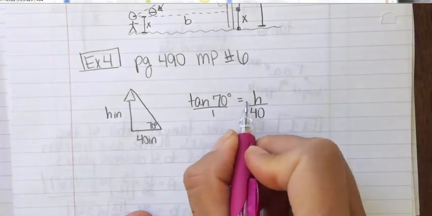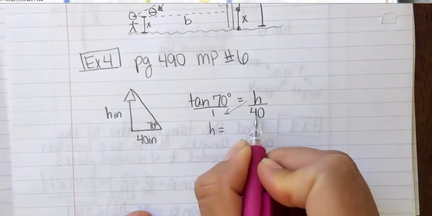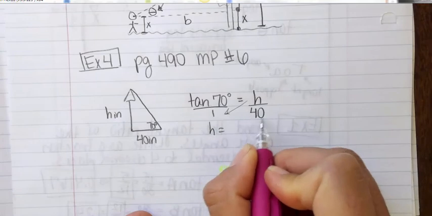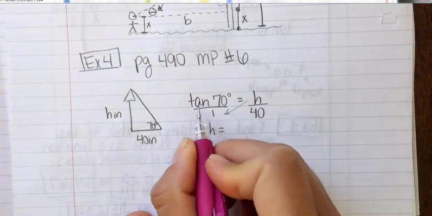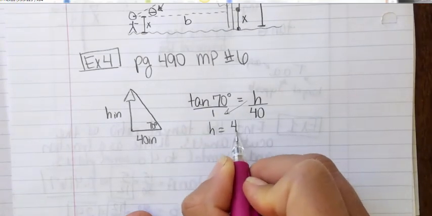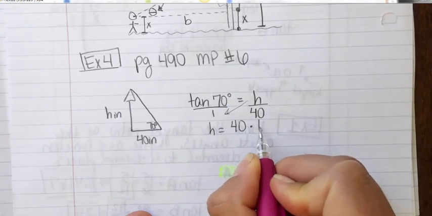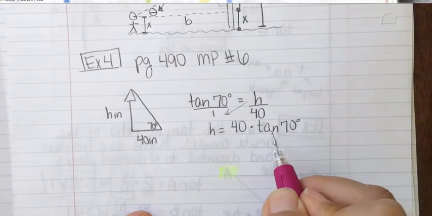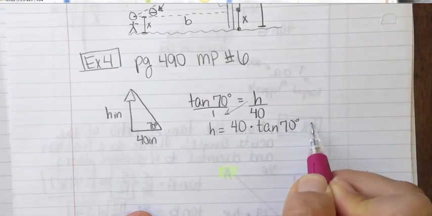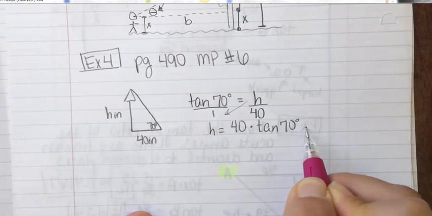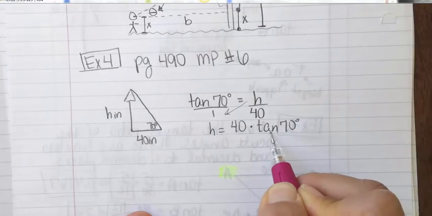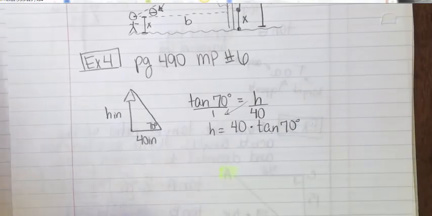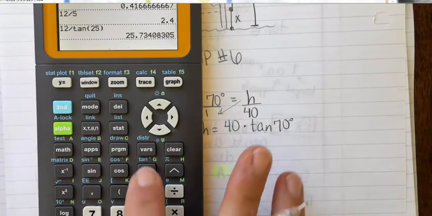I can cross multiply, so h times 1 is h. 40 times, and I always put the number that I'm multiplying by the tangent function in front, because this is 40 times some number. Tan of 70 degrees is some number. So this would not be tan of 70 times 40. Does that make sense? You can't do the 70 times 40 and then take the tan of that. This is 40. Tan of 70 is some number.